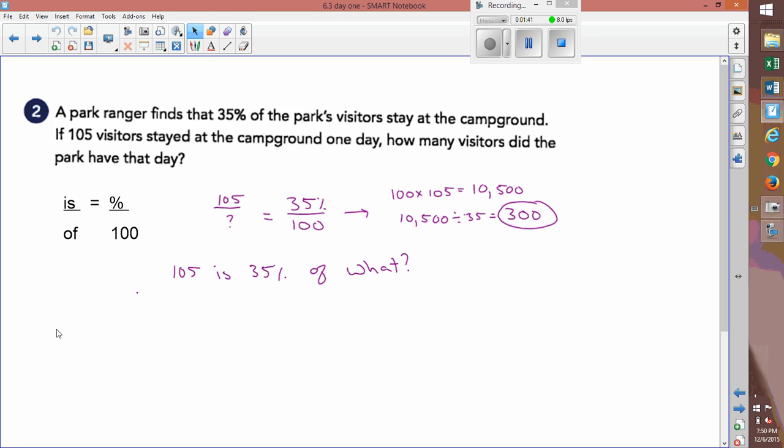I sometimes set these up as a part over whole. Part over whole equals part over whole. That's another way of looking at it. And if you think that 35% is the part out of the whole 100%, that helps. And then 105 is the part out of the whole, and then you could set it up that way. So what we do is we crisscross divide. 100 times 105 is 10,500. Divide that by 35, you get 300.